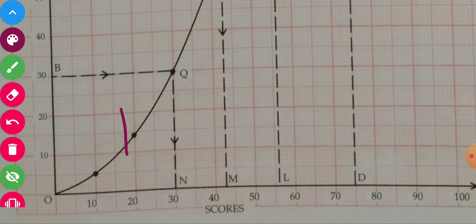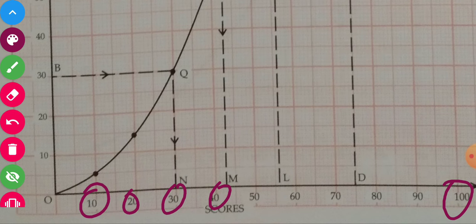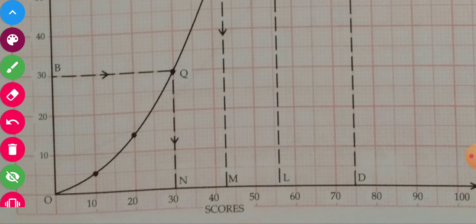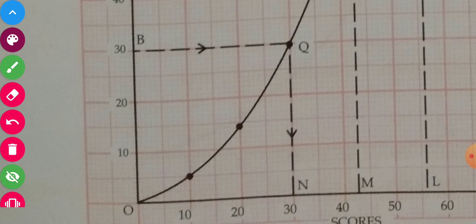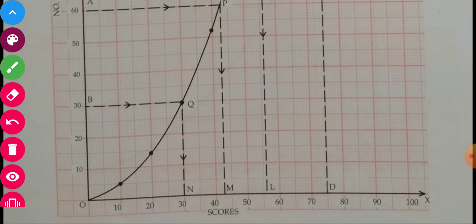We have taken the scale as 1 centimeter equal to 10 units, or in this case scores, so 10 points. So 10, 20, 30, 40 up till 100, the last score being 100. And for the frequency, the scale on the y-axis is 0 to 10, 10 to 20, 20 to 30, 30 to 40, and so on. They have taken 1 centimeter equal to 10.